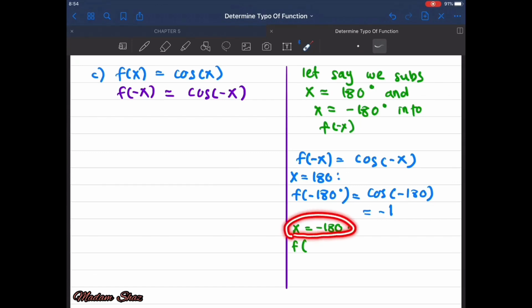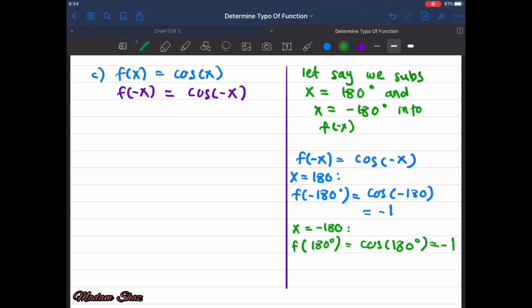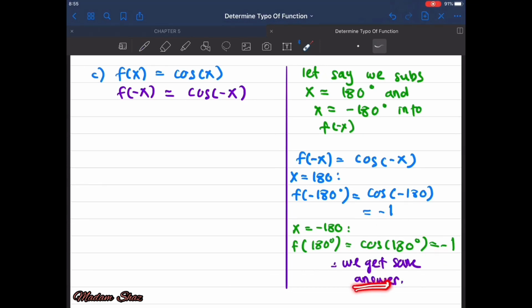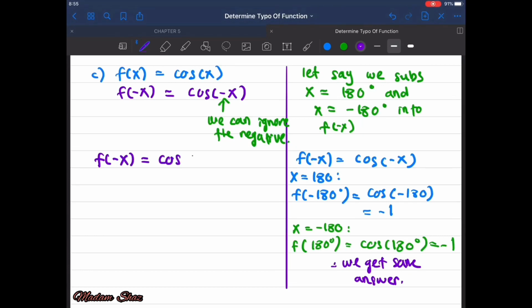When x is equal to negative 180, we substitute into the negative x here, so x will become positive 180. Therefore, cos of 180 is equal to negative 1. As you can see, if you substitute x equal to positive 180 or negative 180, the value is the same, which is negative 1 and also negative 1. So if you substitute a positive or negative value, you will get the same answer. If we get the same answer, for the cos of negative x here, we can ignore the negative. So if we ignore the negative, f(-x) will become cos of x.